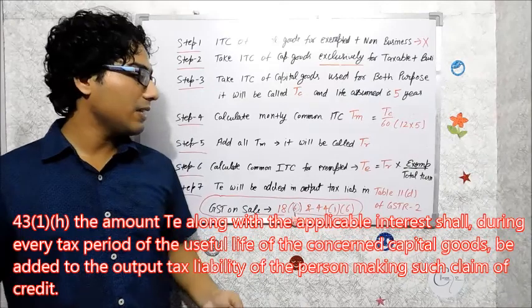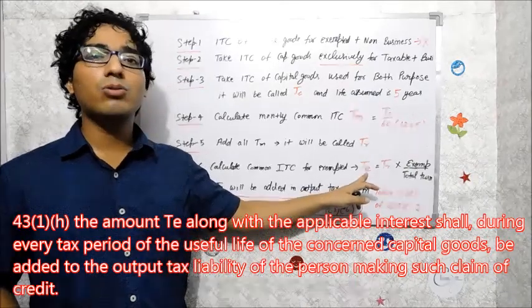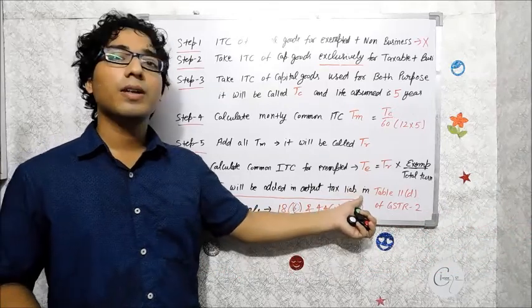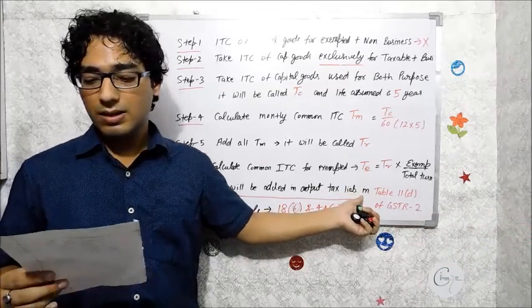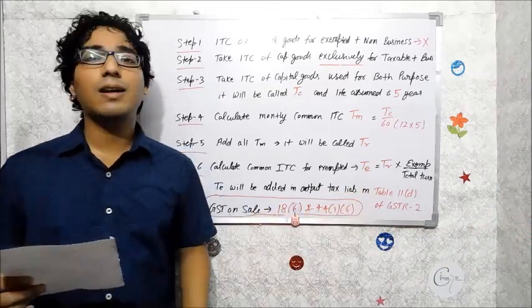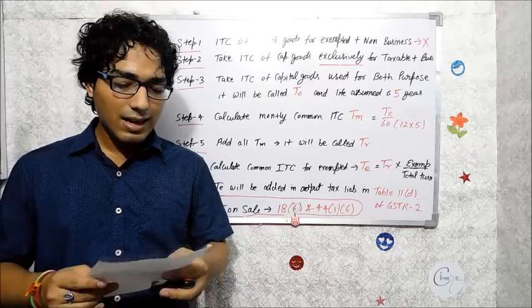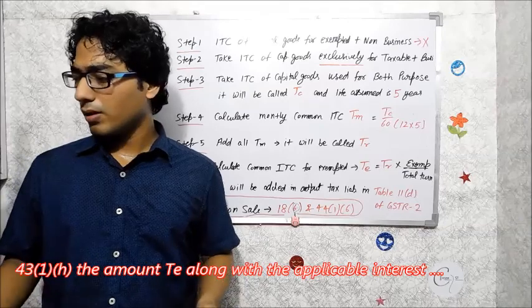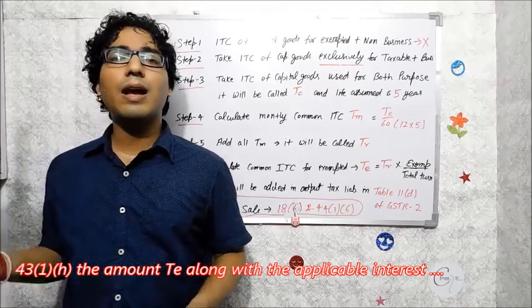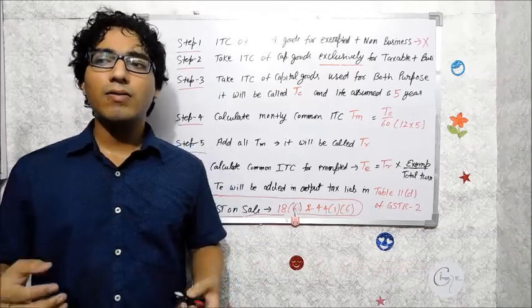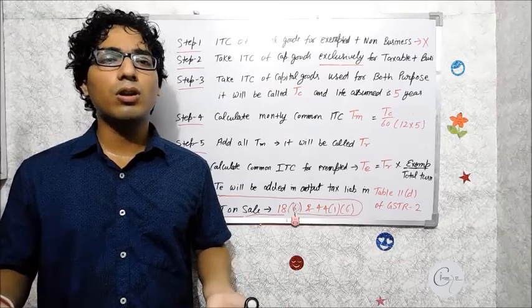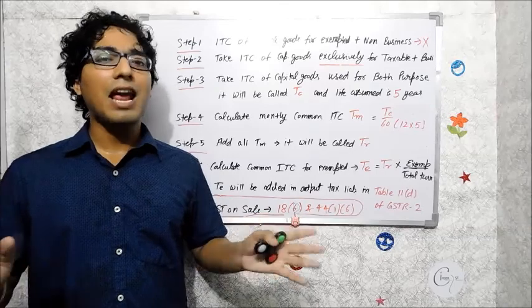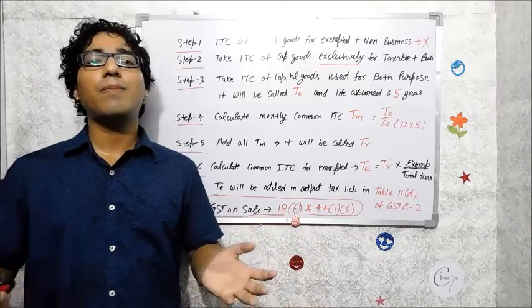So that clause is saying the TE will be added to the output tax liability of that person for every tax period during which such input tax credit is claimed. But they are saying the amount of TE along with applicable interest. So why the applicable interest? What interest are they talking about? What kind of interest is that? I don't know, whether that is a time value of money or a different type of interest.